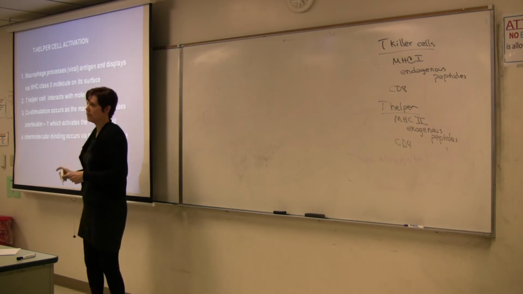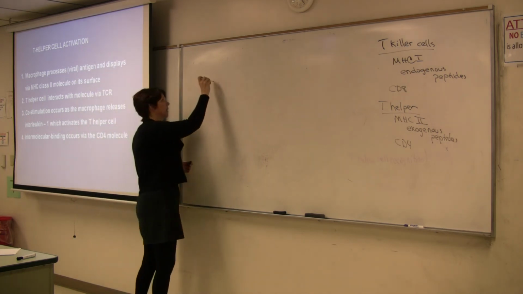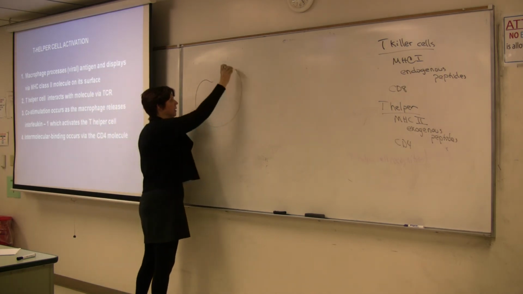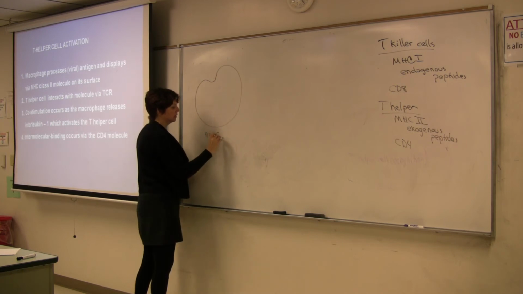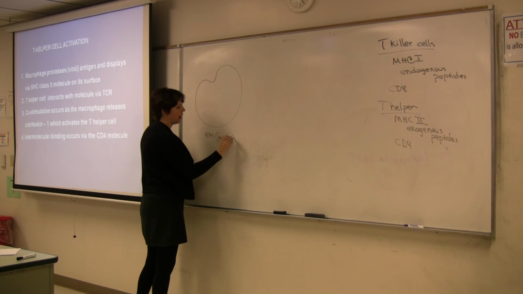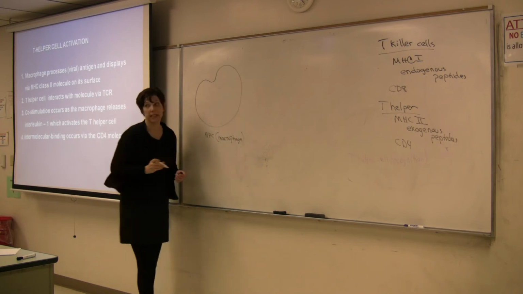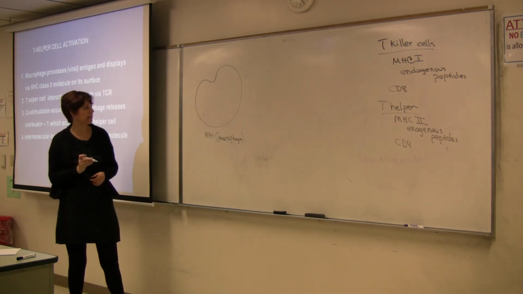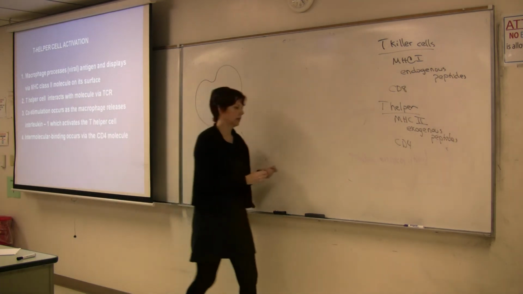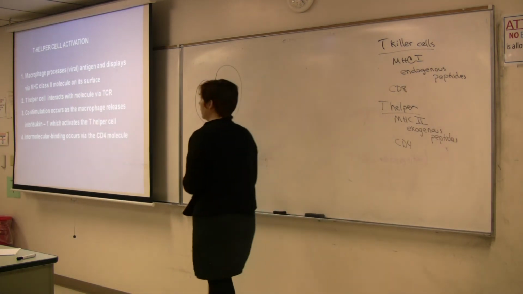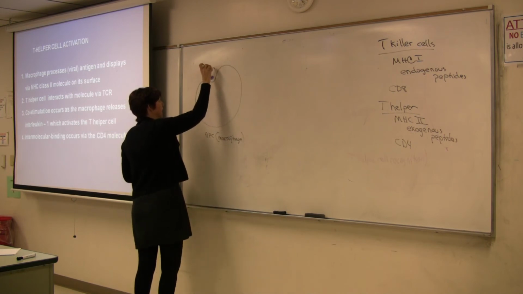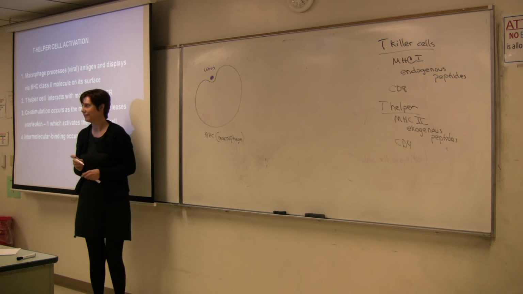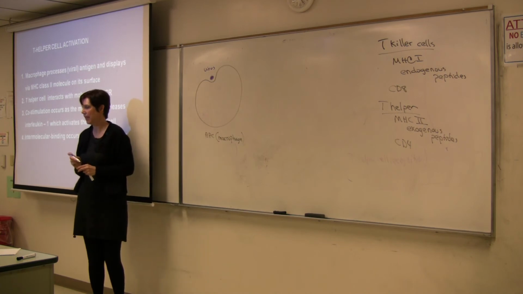So in sequence, this is an APC. We're assuming it to be a macrophage, but it could be a dendritic cell or a B lymphocyte. It is going to internalize a virus. Is that specific or non-specific? Non-specific. Okay?